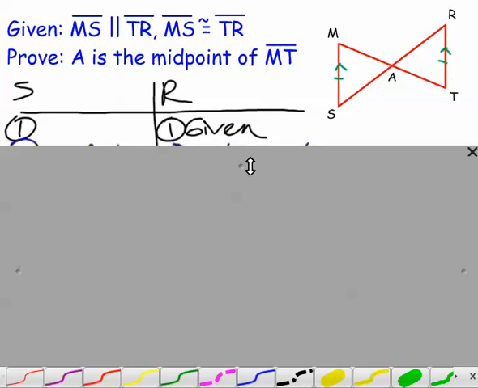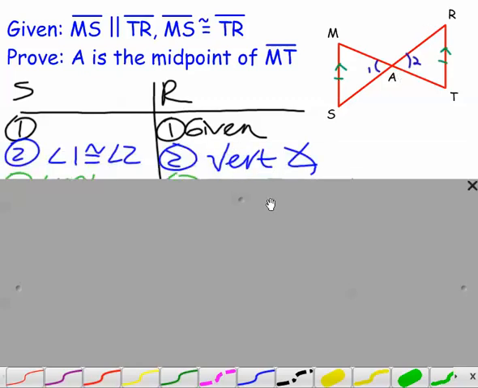So let's go ahead and start with our given statement. We know that MS, go ahead and write all that in. MS is parallel to TR, segment MS is congruent to TR. And I know I have a pair of congruent angles in here because they're vertical angles. So I have a pair of congruent angles, I have a congruent side, so I need another pair of congruent angles to make this work.